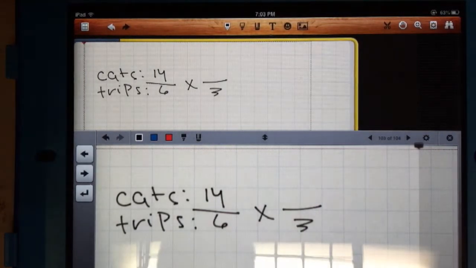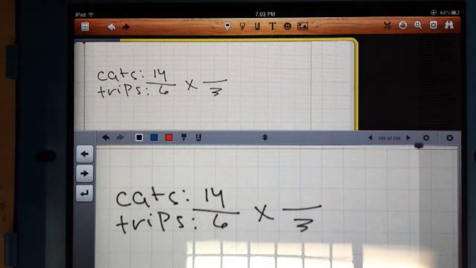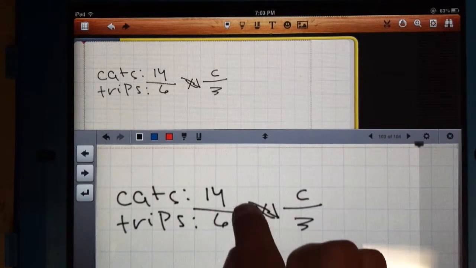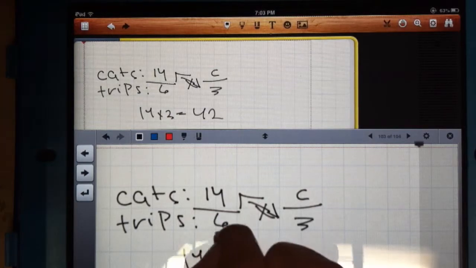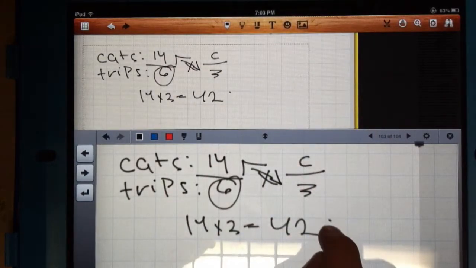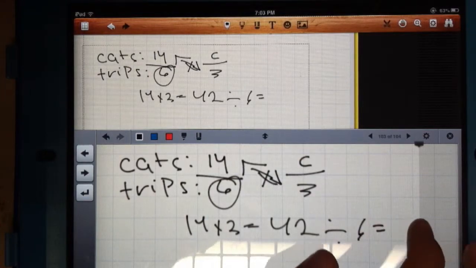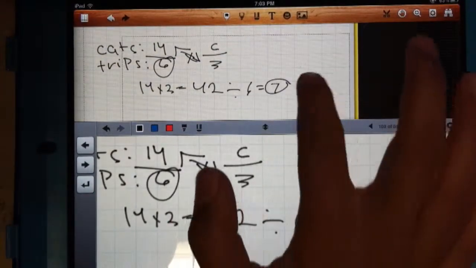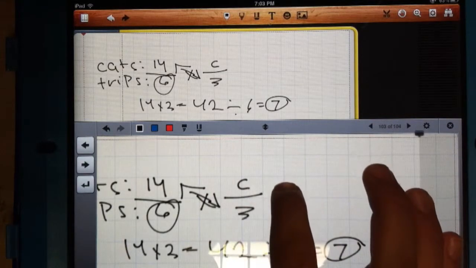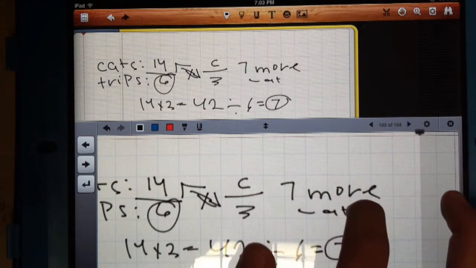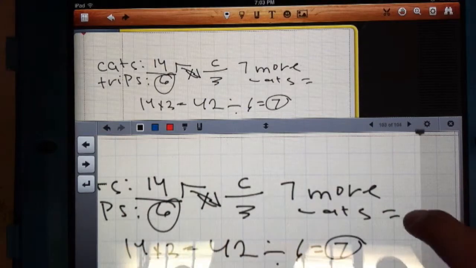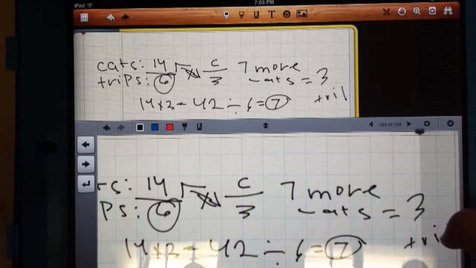So now we have to put a letter above the 3. It could be a W, an A, or B, or in this case a C, since we're talking about cats. You can put anything you want. So again, we're going to do the cross multiplication, and we're going to do 14 times 3, which is 42. And we can't leave that 6 alone, so we've got to divide 42 by 6. And that gives us 7. So we know that in 3 more trips, he's going to take 7 cats. So we're going to write down 7 more cats equals 3 trips.